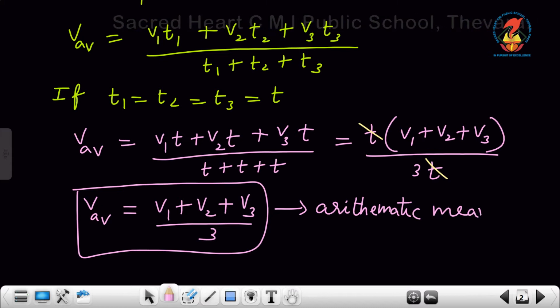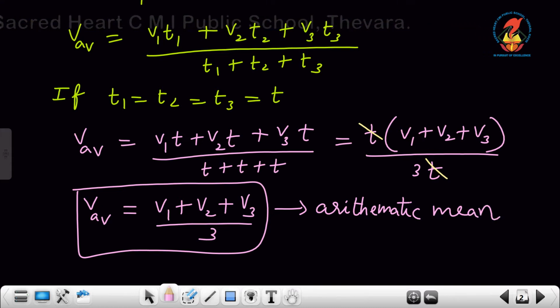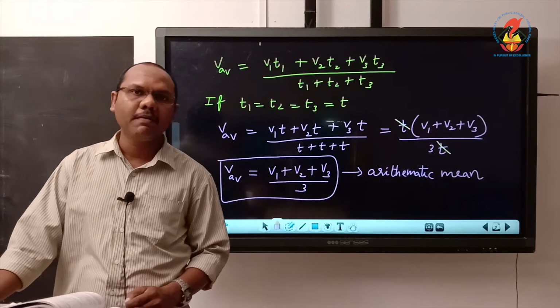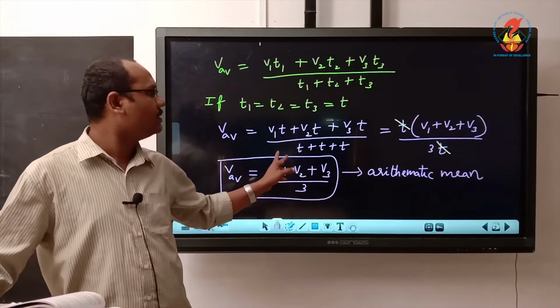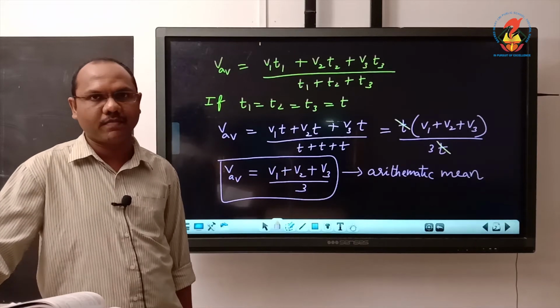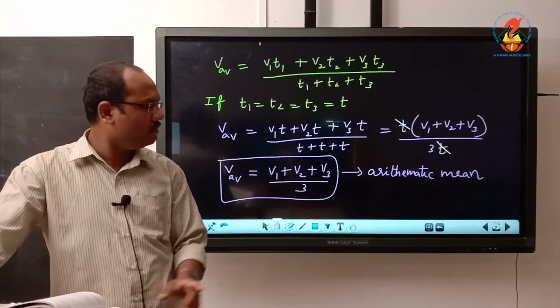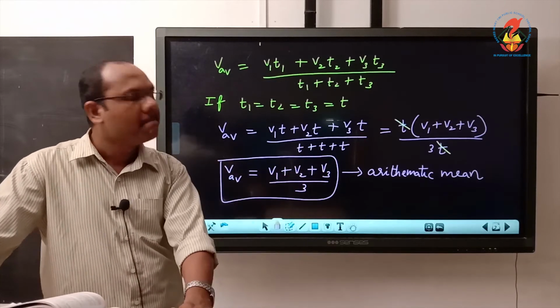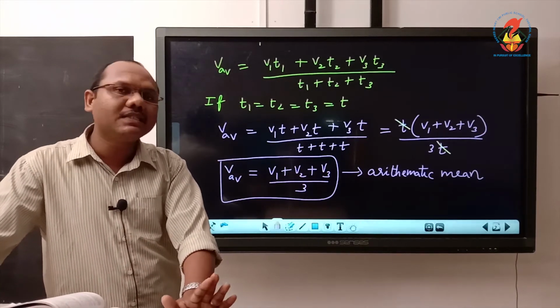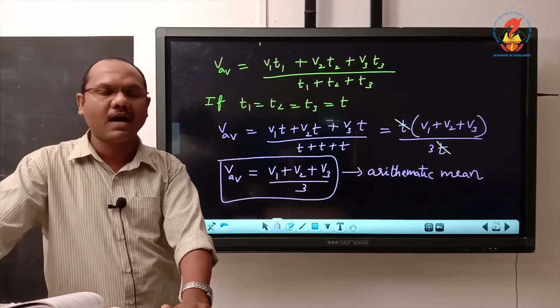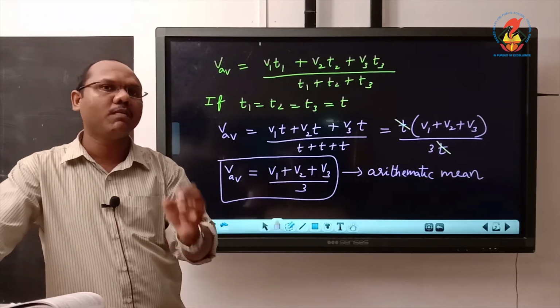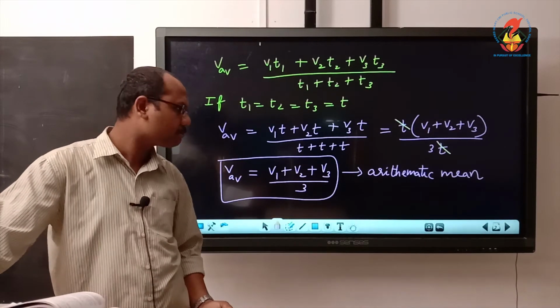Arithmetic mean. So when will I find arithmetic mean? When the time interval is the same. If they have given the speed and the time, and if the time interval is the same, we go for arithmetic mean. And if the distance traveled is the same, we go for harmonic mean. So that's all about average speed.